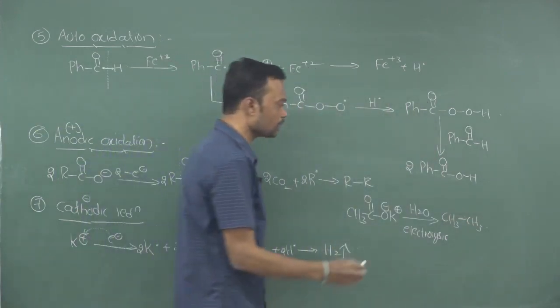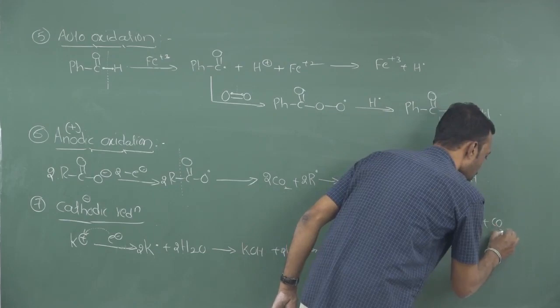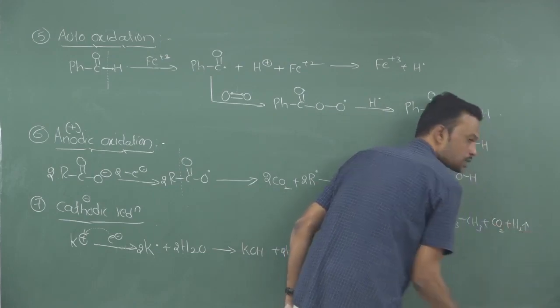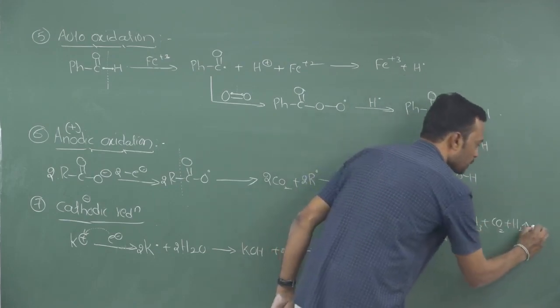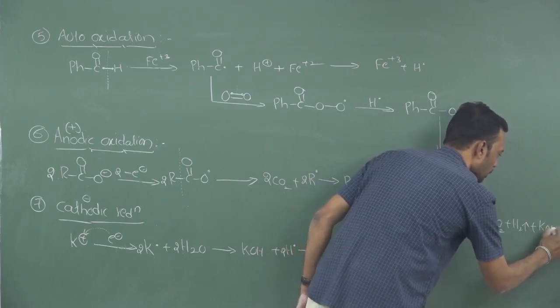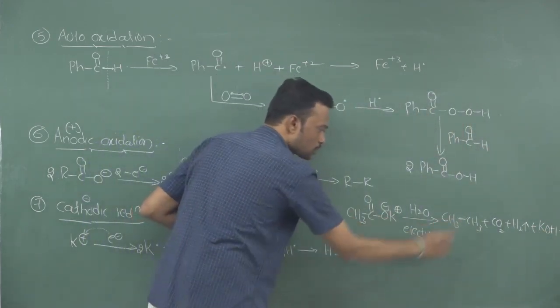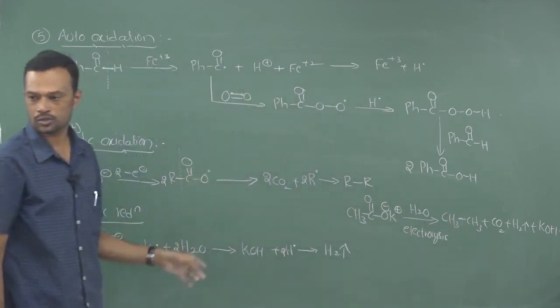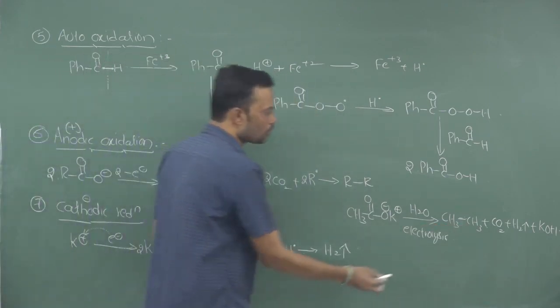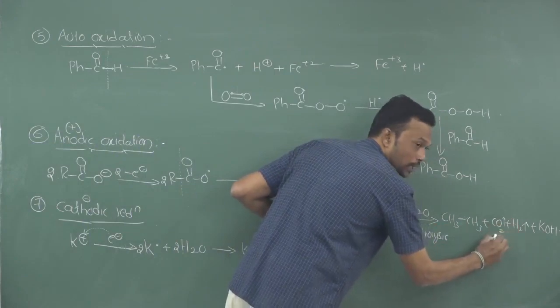Clear? Then what are the gases which are removed here? Carbon dioxide, then hydrogen gas, and what is one more? After this, we are getting potassium hydroxide or not? Potassium hydroxide. In the overall reaction, I have written these two reactions in one place. This reaction is called Kolb's electrolysis. Now in Kolb's electrolysis we are getting two gases, carbon dioxide and hydrogen gas.